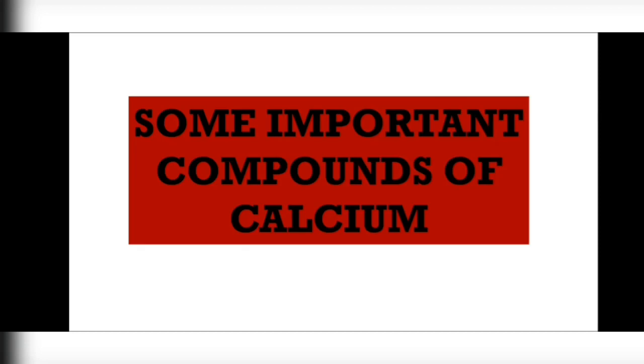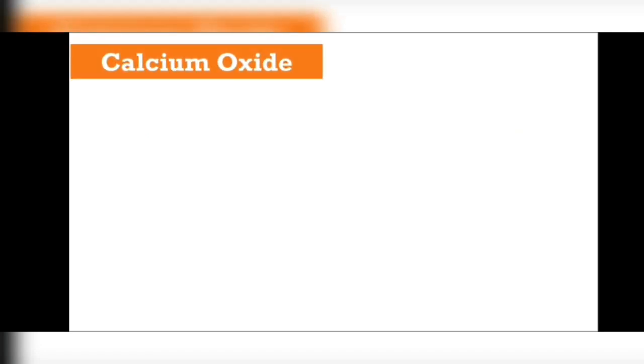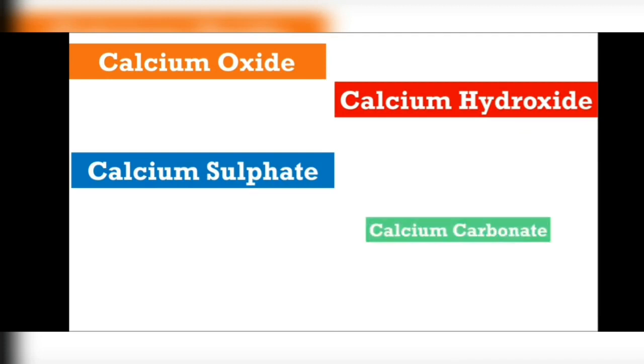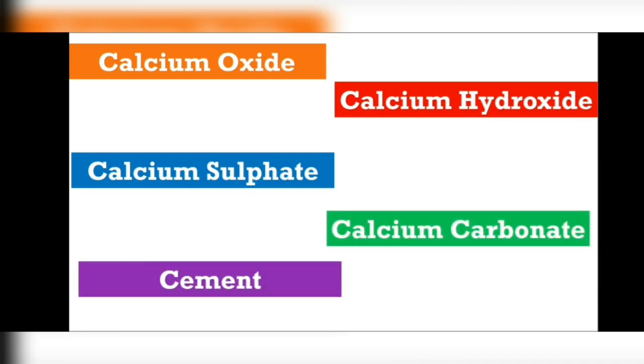Now we'll discuss some important compounds of calcium. The industrially important compounds of calcium include calcium oxide, calcium hydroxide, calcium sulfate, calcium carbonate and cement. Okay, so we'll discuss these compounds now.